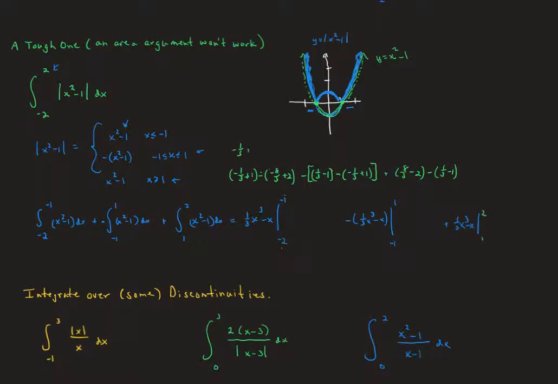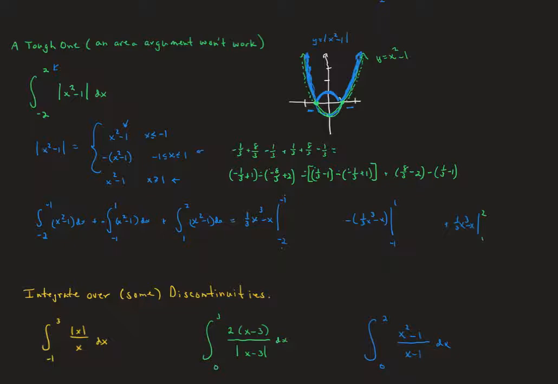This is going to be a +8/3. That's going to be a -1/3. That's going to be a +1/3. That's going to be a +8/3, and then a -1/3. I think I got all of the thirds.